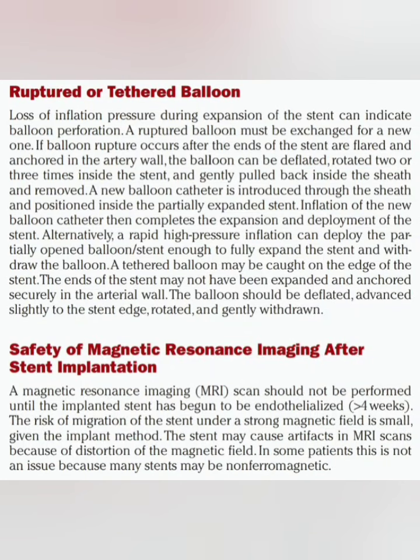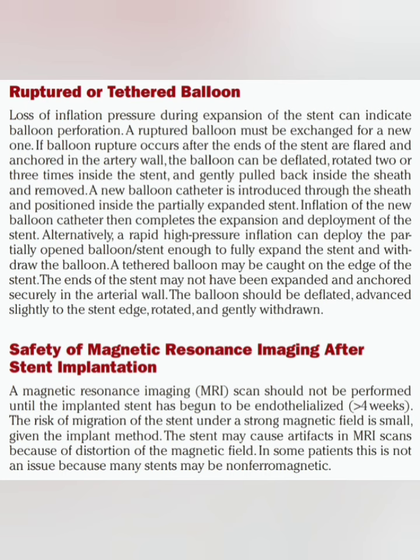The issue of a ruptured or tethered balloon. Loss of inflation pressure during expansion of the stent can indicate balloon perforation. A ruptured balloon must be exchanged for a new one. If balloon rupture occurs after the ends of the stent are flared and anchored in the artery wall, the balloon can be deflated, rotated 2 or 3 times inside the stent, and gently pulled back inside the sheath and removed. A new balloon catheter is introduced through the sheath and positioned inside the partially expanded stent. Inflation of the new balloon catheter then completes the expansion and deployment of the stent.